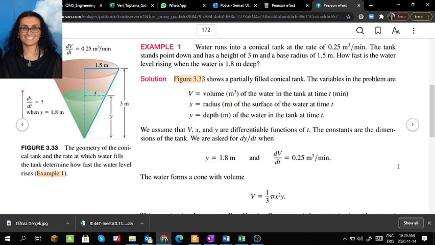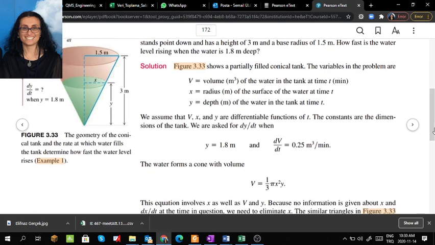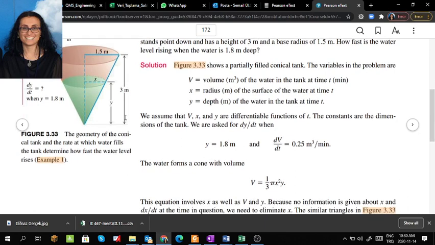So how are we going to relate all these variables? We know the volume of a cone. The volume of a cone is the base area times height over 3. So we are interested in writing the volume of the water in this tank, this cone shape of the water. What's the volume? It is pi times x squared, which is the base area, and the height is y, and we divide it by 3. This is just a formula coming from the cone volume.